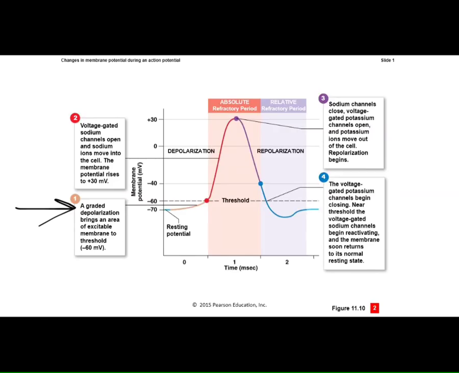It doesn't change. This is the other thing. When I said local potentials, what did I say? They can be positive or negative, right? And they only go a short distance. Action potentials always look exactly the same. They always go up to +30. They always come back down and overshoot a little bit and come back to resting. So always positive, if you will, and they go a long distance. They don't just go for a short distance within the dendrite or the soma of the neuron.